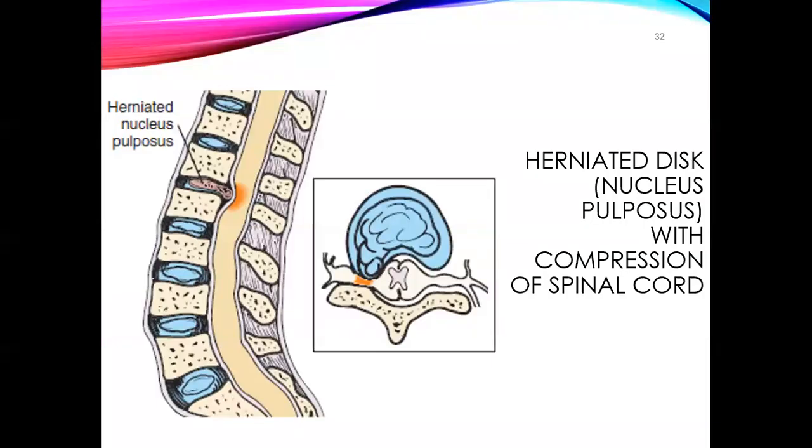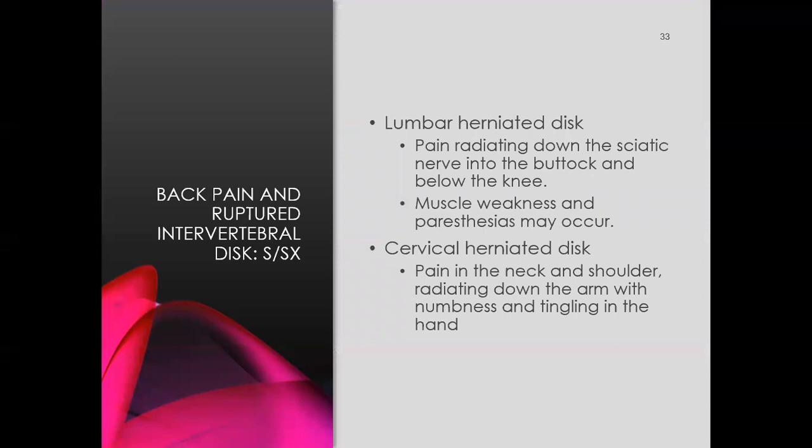So here's a picture of a herniated nucleus pulposus or herniated disc. What is it doing? It's compressing the spinal cord. So a lumbar herniated disc is going to cause pain that radiates down the sciatic nerve into the buttock and then down below the knee. Muscle weakness and paresthesias may occur, but a cervical herniated disc is going to cause pain in the neck and shoulder. It's going to radiate down the arm with numbness and tingling of the hand.